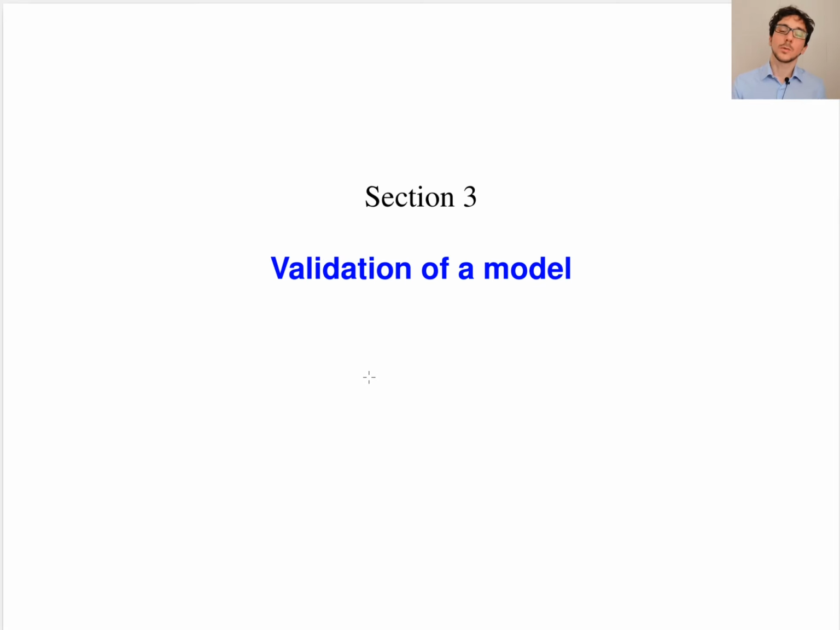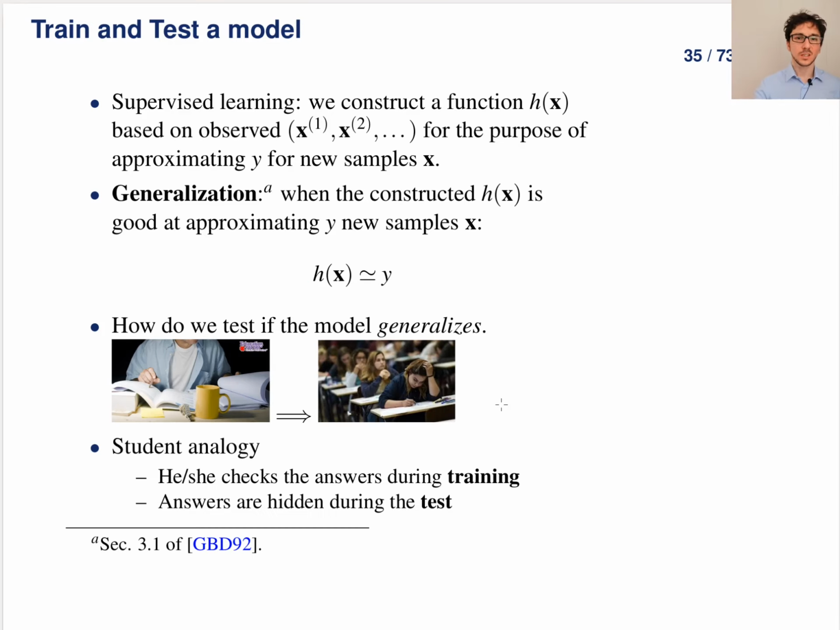Imagine you have obtained your model via ordinary least squares or any other method. Now you want to understand if your model is good or not. In other words, you want to validate your model. So let's see how to do it properly. As we've already seen, we trained our model based on observations for which we know the samples. But the final goal is to be good at inferring the label of new samples.